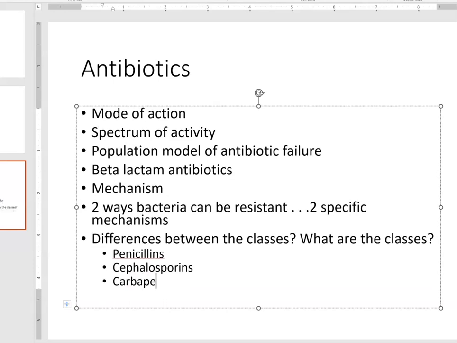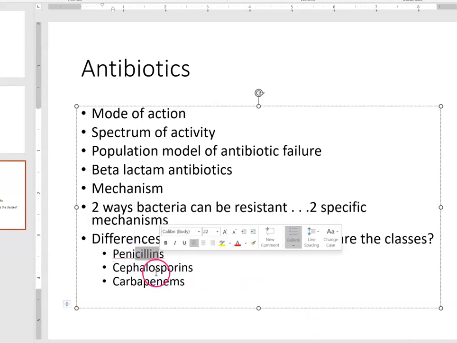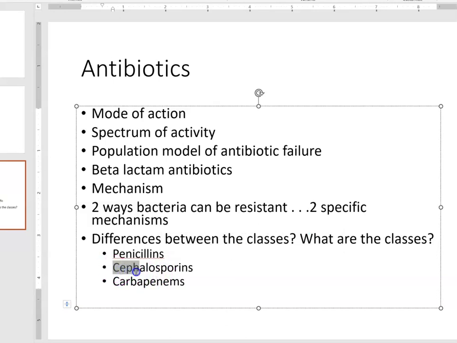Carbapenems. What's so cool about imipenem? Why is it famous? And remember that antibiotics that end in cillin tend to be penicillins. Antibiotics that start with ceph or CF tend to be cephalosporins. And then antibiotics that end in penem tend to be carbapenems. And then the last one is the monobactam. And there's only one, that's aztreonam.